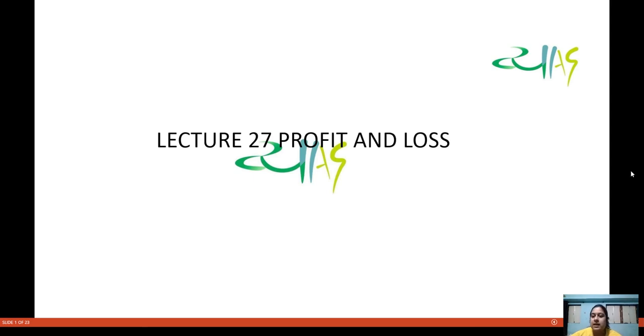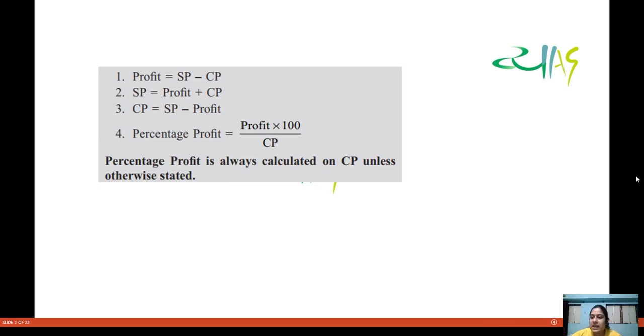Now there are some concepts that belong to profit and loss itself. First we will have to see that and then we can move on to the questions. So now let us see some of the basic concepts of profit and loss in business, and then we will move on to the questions. So see, profit is what? Profit is selling price minus cost price. I know everybody is familiar with this, but still, profit is selling price minus cost price.